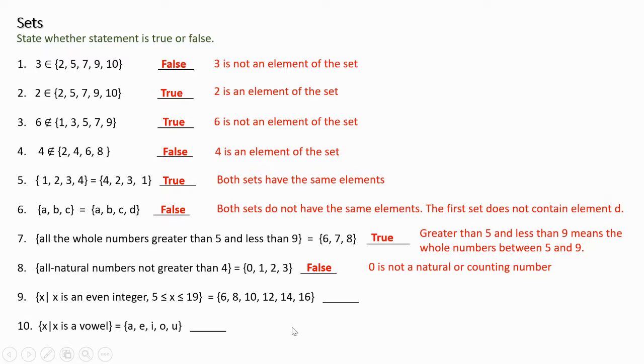This is false. Very good, Giselle. This is false, guys. Why? Because the 18 is missing. Right? 18 is missing on the set, on this set here.